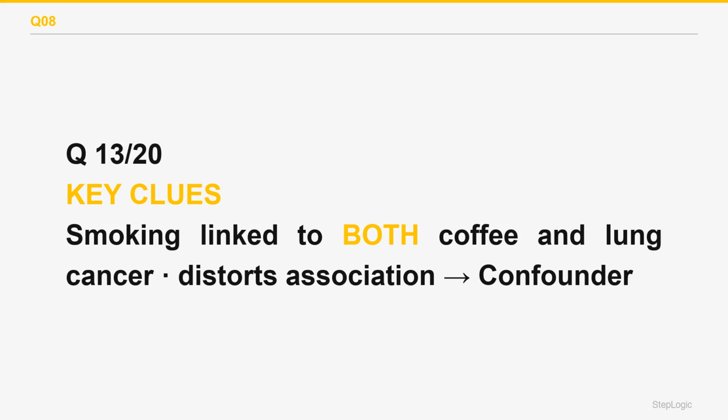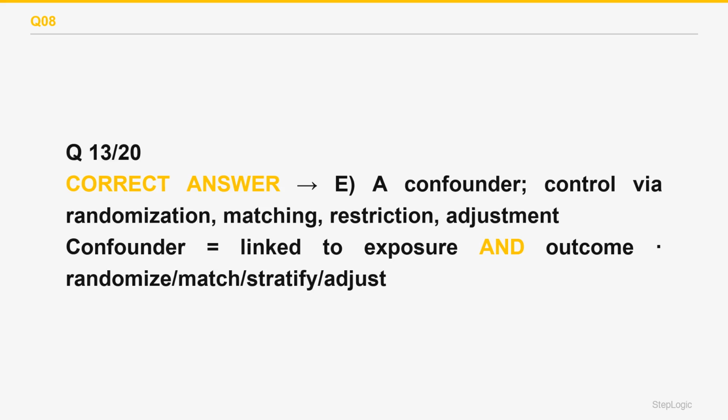Smoking is a confounder. A confounder is a third variable that is associated with both the exposure and the outcome, and is not on the causal pathway between them. It creates a spurious or distorted apparent association. Here, smoking is linked to coffee drinking and independently causes lung cancer, so it makes coffee look harmful when smoking is the real driver. Confounding is addressed in several ways. At the design stage by randomization, which balances confounders across groups, restriction, or matching, and at the analysis stage by stratification or multivariable regression adjustment. The correct answer is E.